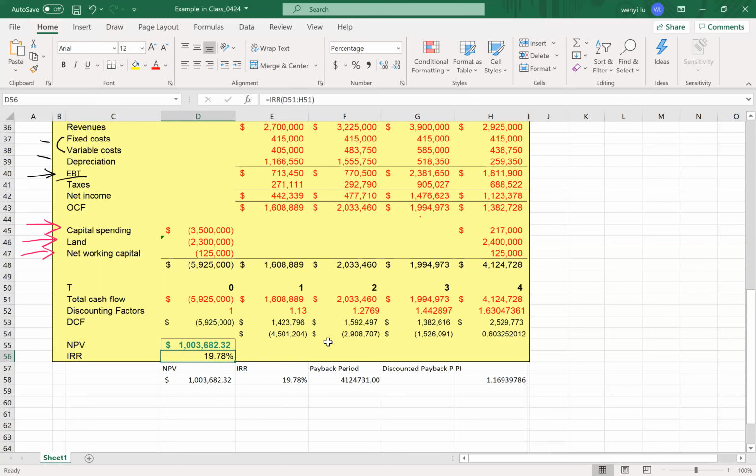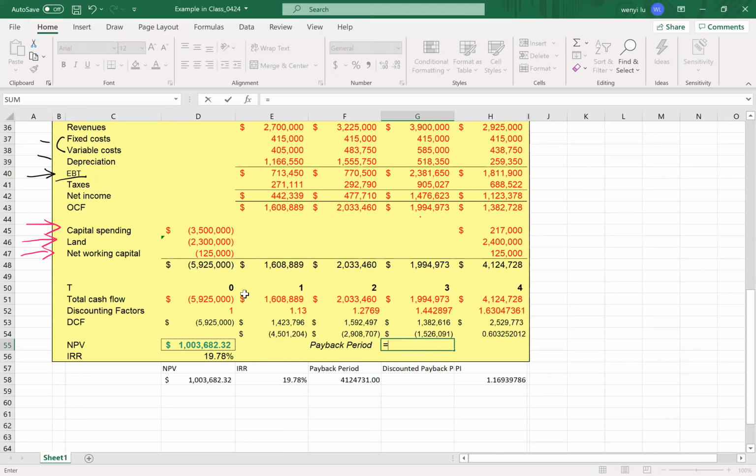And also we can solve the other indicators, for example, the payback period. What's the payback period? You can add in the cash flows incrementally to see in what year you can cover this initial cost. You add in the cash flow one by one to the balance you have left, to see in what year this initial cost will be recovered.